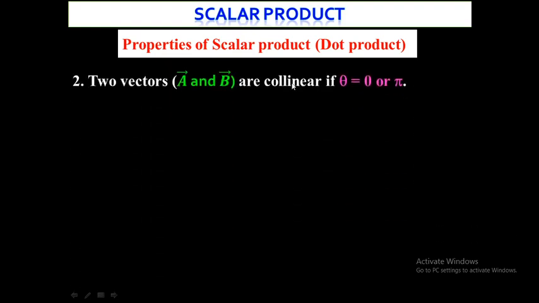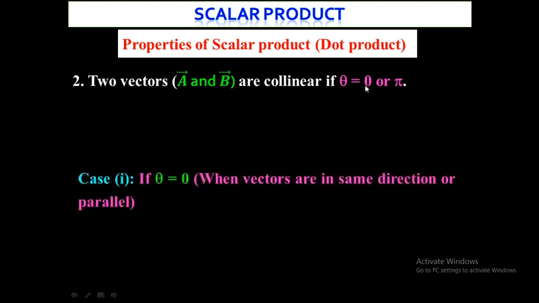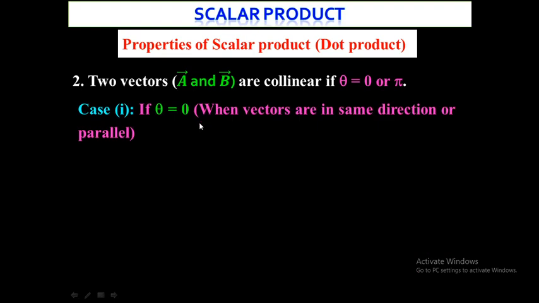Now we will move towards the second property. Suppose the vectors are collinear. Collinear vectors means vectors along the same line. We have already studied this in our last lecture. Collinear vectors are along the same line and the angle between them is 0 or 180 degrees. We will consider the first case, when the angle between them is 0, which means the vectors are in the same direction, or parallel.